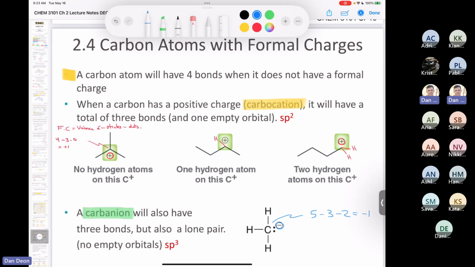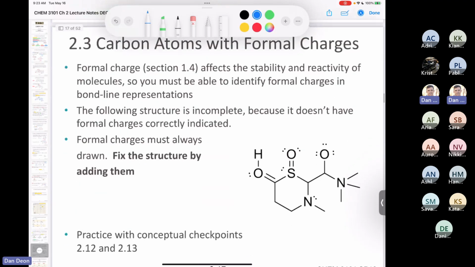And so it's implied that the carbon is sp3 hybridized. It's got 4 regions of electron density. However, instead of being 4 bonds, it's got 3 bonds and 1 lone pair, and therefore it has a -1 charge. So carbocations and carbanions are things that we're going to see all the time moving forward in this class.